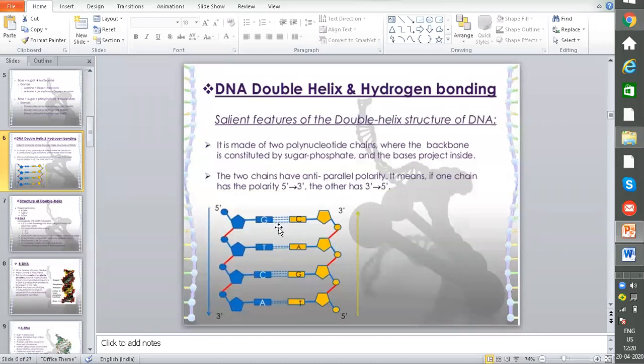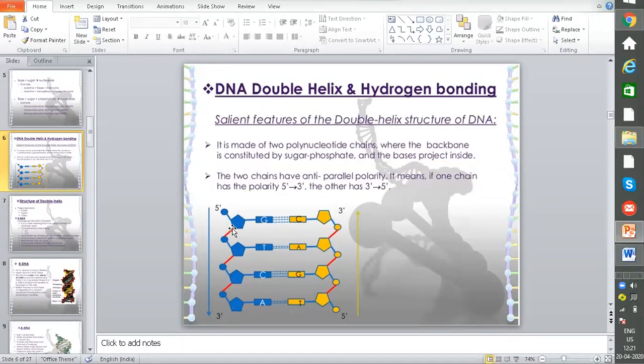So here one more important point is that G and C are attached with hydrogen bonds. Here we have three hydrogen bonds between G and C. Between T and A, that is thymine and adenine, it has two hydrogen bonds.